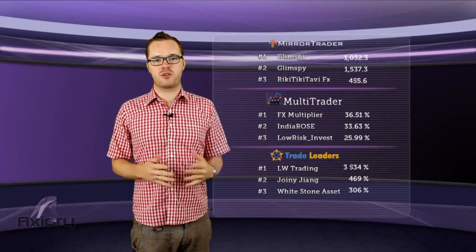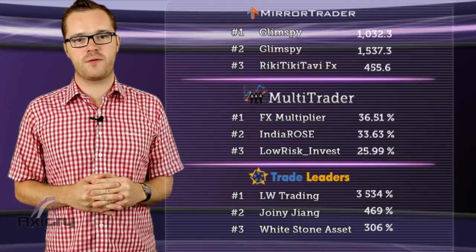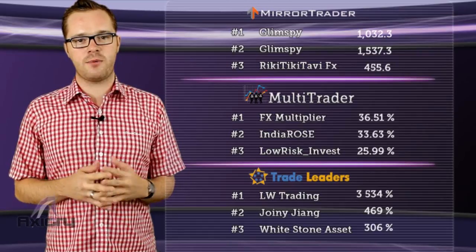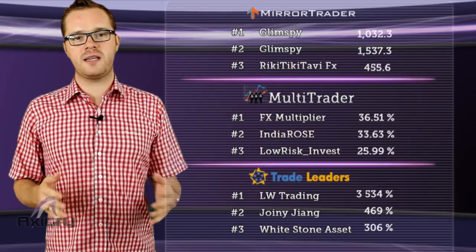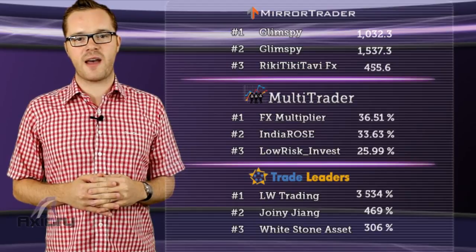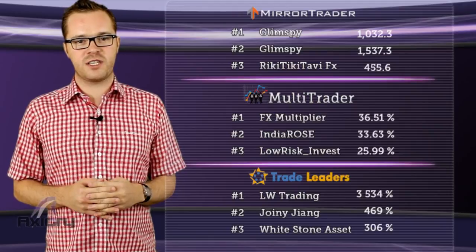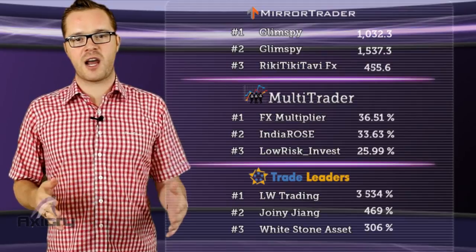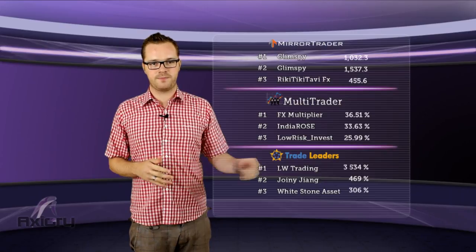First 2 places in MIRRORTRADER haven't recorded any change from Thursday, but Rikki Tikki Tavi FX strategy fell to 455.6 pips. The FX multiplier in MultiTrader was able to continue and rise and added 0.37% to its monthly gain. Also, India Rose recorded rise, but much less, only 0.08%, and Low Risk Invest rose 0.03%. LW Trading fell 2%, which is the biggest change in this platform because the other 2 positions remained unchanged. Johnny Jang is at 469% and Whitestone Asset remained at 306%.